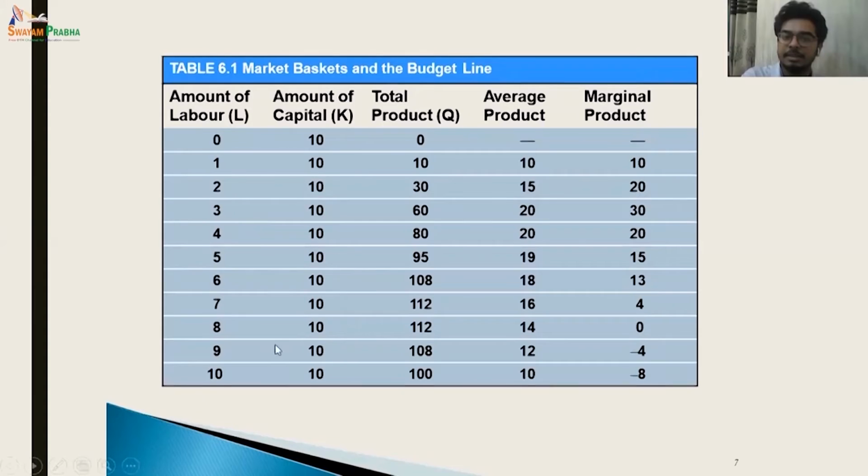It reaches 60, increasing. So the marginal product is increasing. Then I increase another labor force. And you see the total product is increasing, but the marginal product is decreasing. Because now that additional labor force is contributing, but the amount of contribution that earlier every labor force was contributing is decreasing, right?